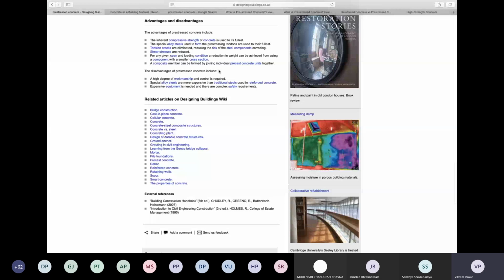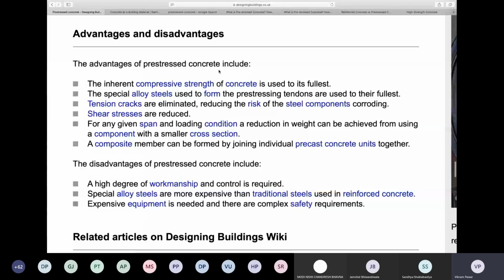For any given span and loading condition, a reduction in weight can be achieved by using a component with a smaller cross section. A composite member can be formed by joining individual precast concrete units together. What are the disadvantages? There is a high degree of workmanship, and the control required is also very high. Special alloys of steel are more expensive than traditional steels used in reinforced concrete. Expensive equipment is needed, and therefore complex safety requirements are required.